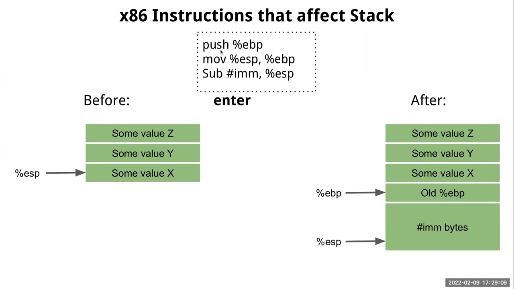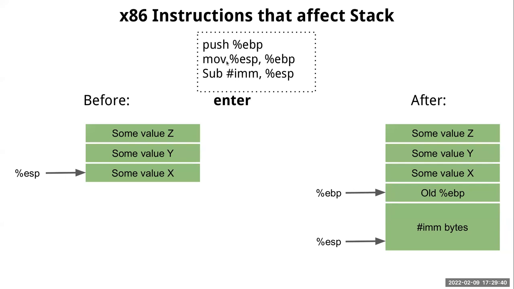The first instruction will be push EBP. When you push something to the stack, you are preserving it. It means you are going to reuse this register and you want to preserve its value in memory. That's why you do a push. So when you do a push EBP, the EBP value will be stored here, a little bit lower than X.